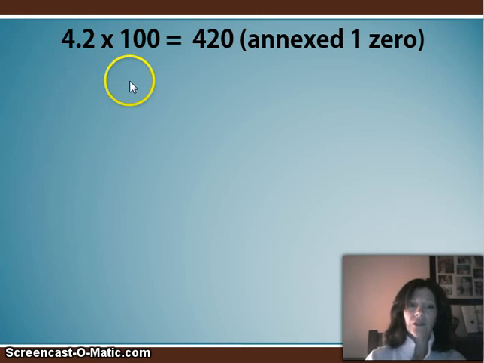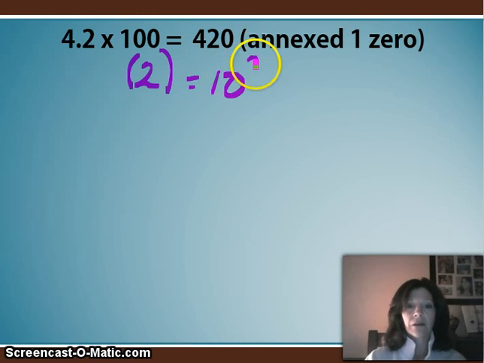Okay, so let's look at this example. So, we have 4 and 2 tenths times 100. There are 2 zeros in 100. So 100 is actually 10 to the second power, or 10 squared. When you're looking at 4 and 2 tenths, you're going to take the decimal point, and you're then going to move it however many zeros, and there are 2. You're going to move it that many places to the right.